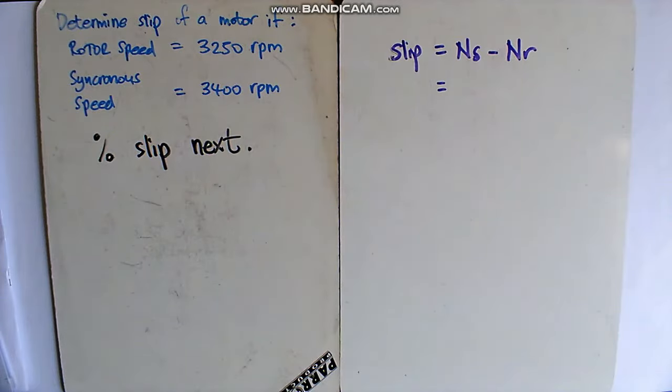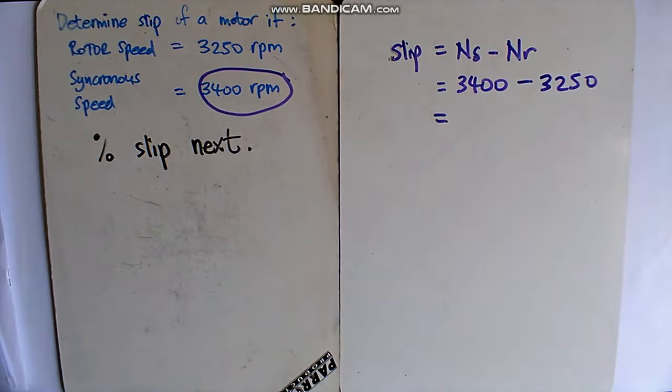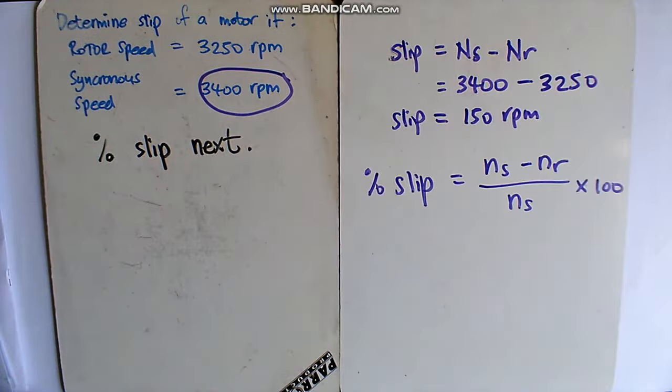Right, so notice we're looking at slip, and slip is the synchronous speed minus the rotor speed. All you have to do is substitute the values and subtract. We will get 150 RPM. Next, we're looking at the percentage slip. We need the formula: synchronous speed minus rotor speed over synchronous speed times 100%. Substitute your values into there and get your answer.